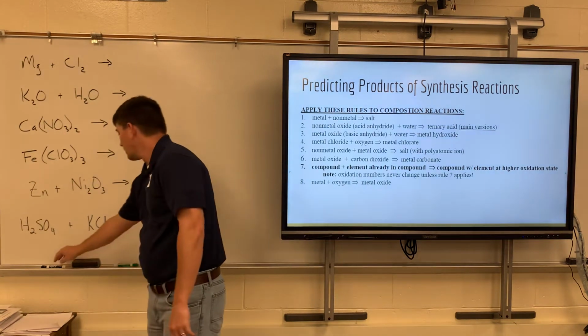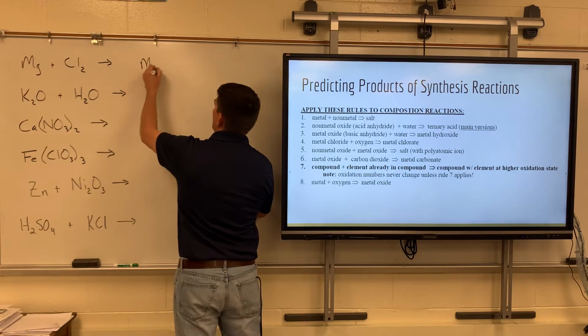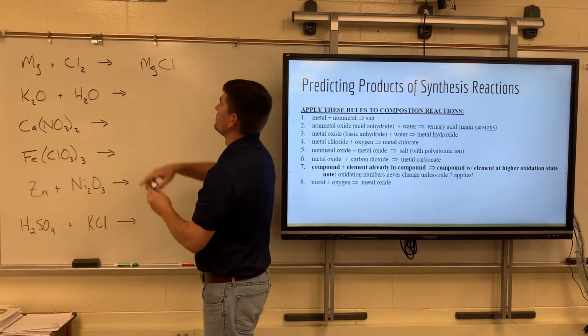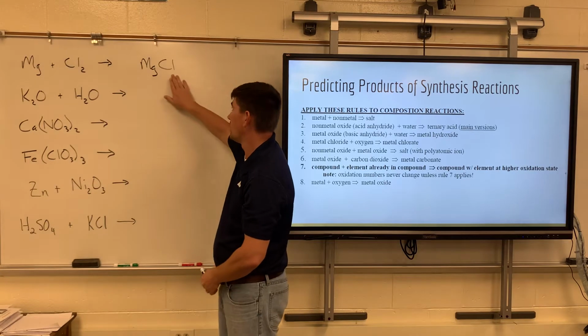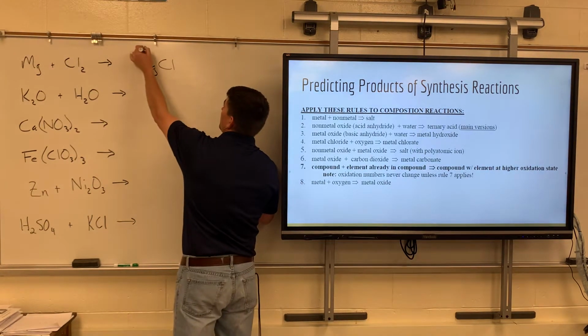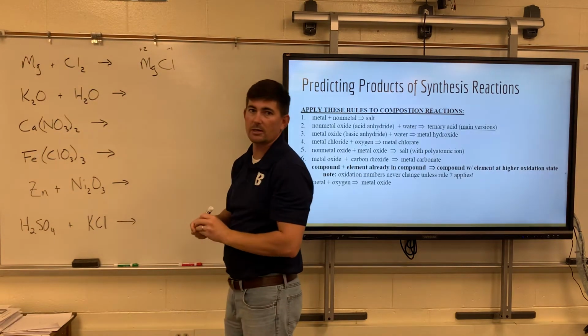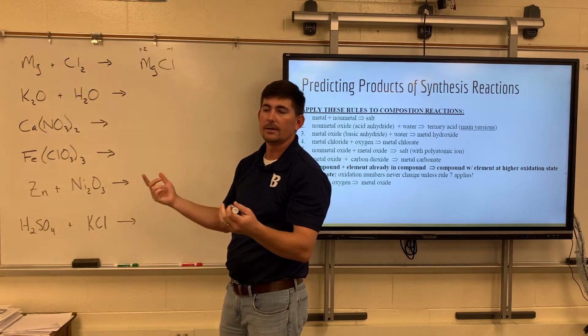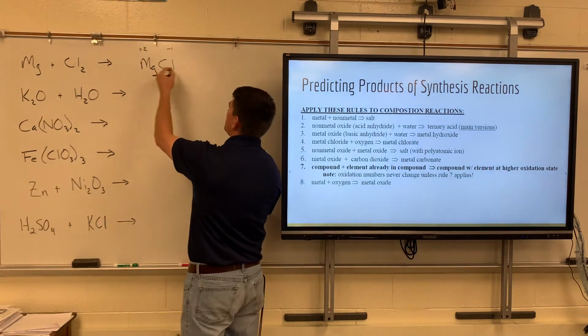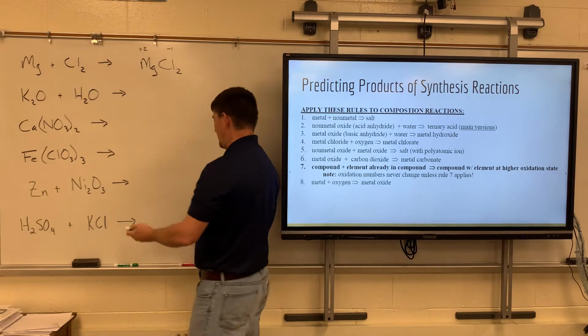So all we do is we simply say, okay, we got Mg bonded to Cl. The metal always goes up front. The non-metal always goes in the back, right? And then you just do your swap and drop. We know that magnesium is a +2 because it's in group 2. We know that chlorine is a -1 because it's in group 17. So when you swap and drop, you get MgCl2, right? And there's nothing to do there.